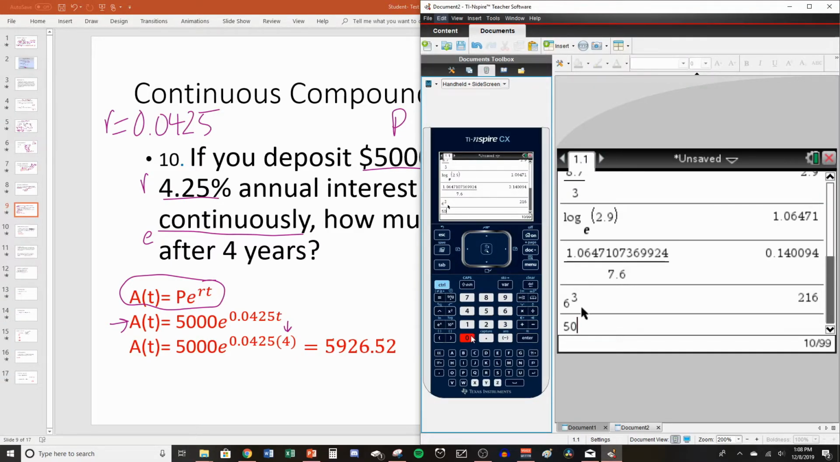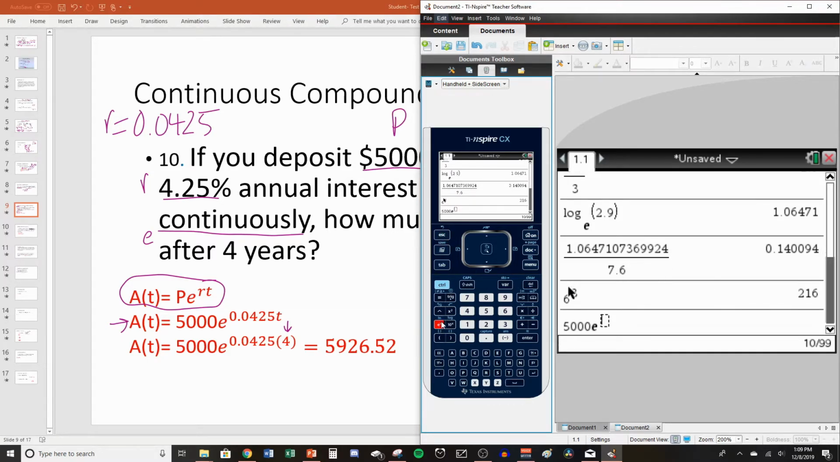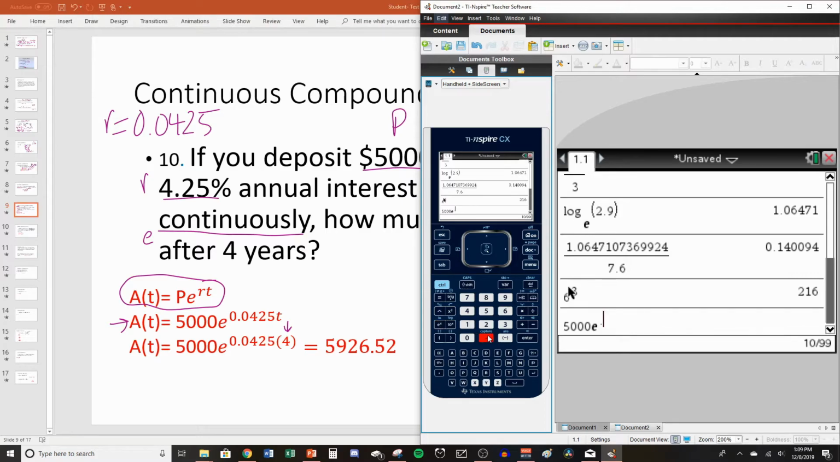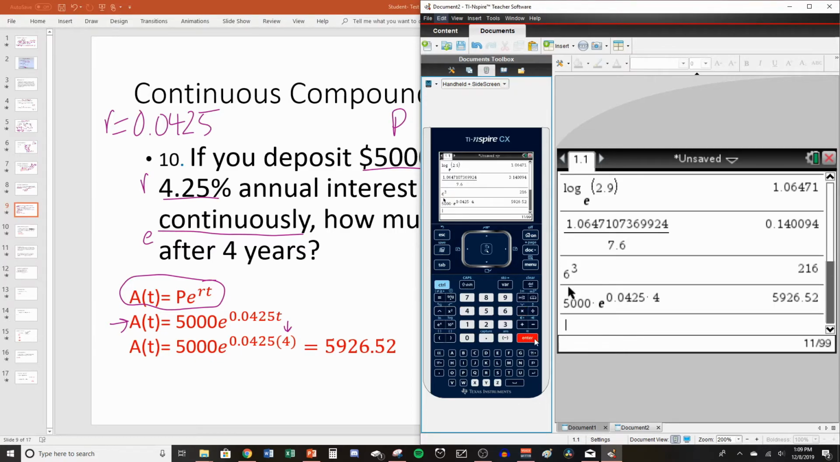So I do 5,000. To get the E, you can go here and click that one. That's fine. Or you can just hit this e to the x button right here, and you can type in 0.0425, and we want to multiply that times 4. And there it is. That's how we get our answer there. Let's go to number 11 now.